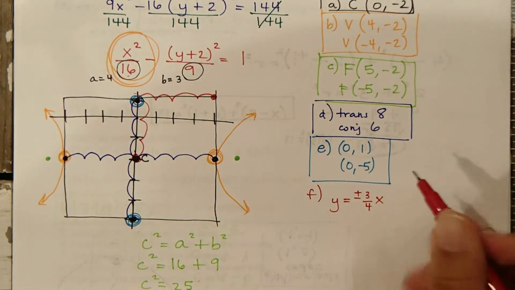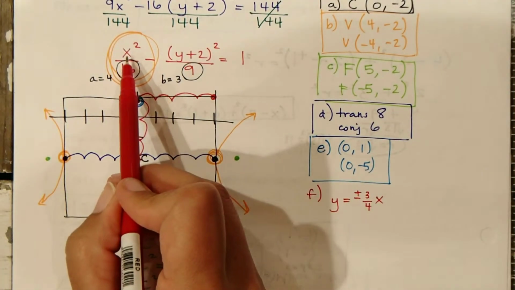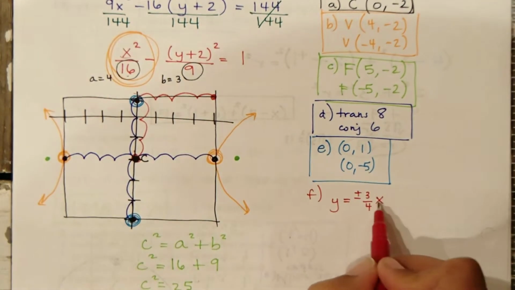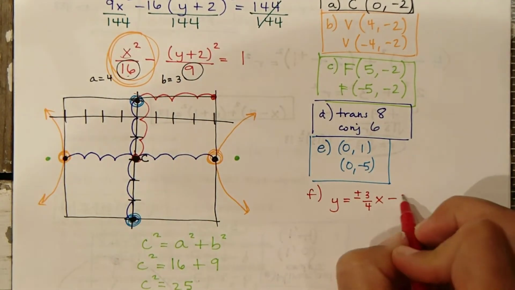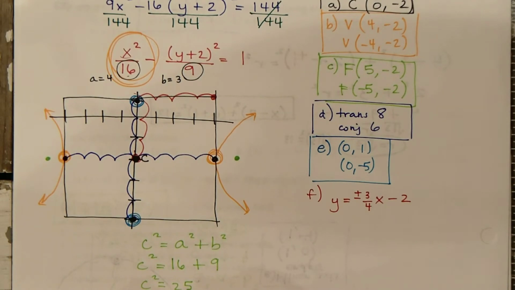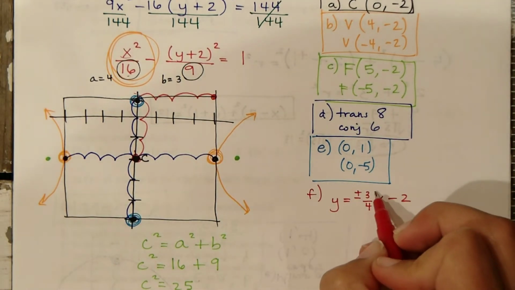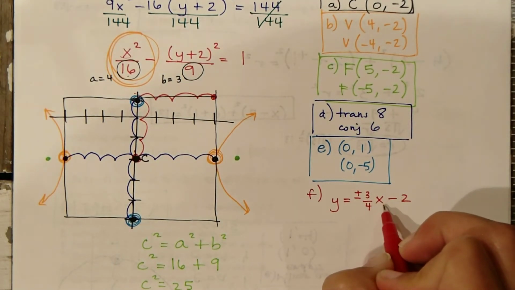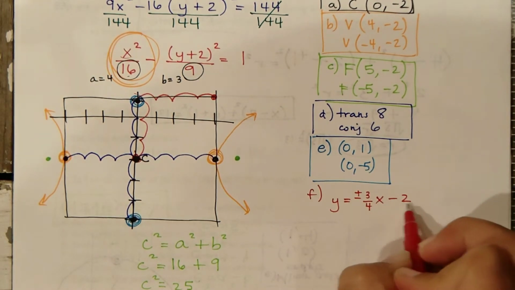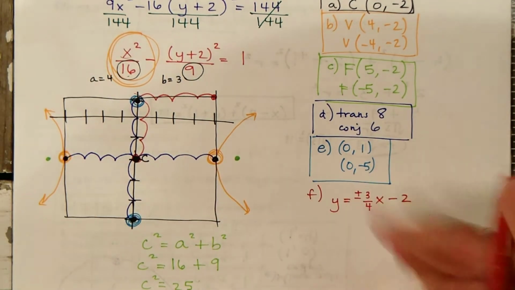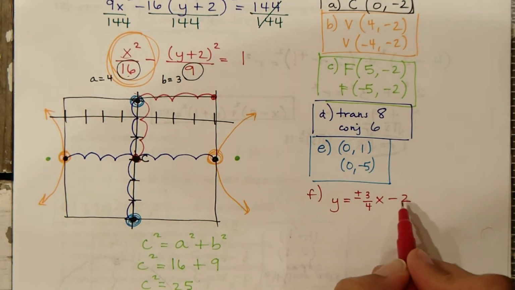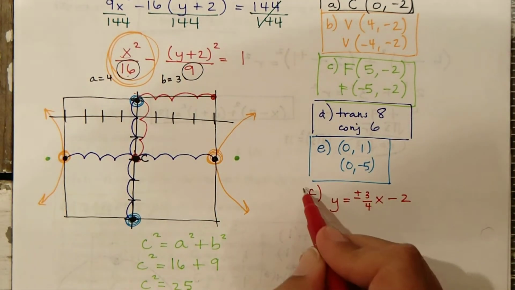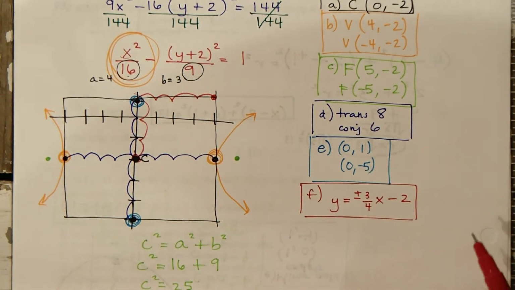X, because the x was not translated left or right, we can just leave it as x. And then it was translated down 2, so we have to account for that by saying -2. If there was a translation, we'd put parentheses around the x and put the translation in there. But the y translation is outside of the parentheses, or in this case, no parentheses. It's just sitting outside, telling us we're going down 2. So that's the equation of our asymptotes for this hyperbola.